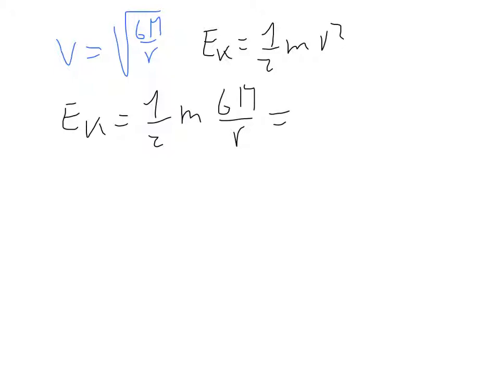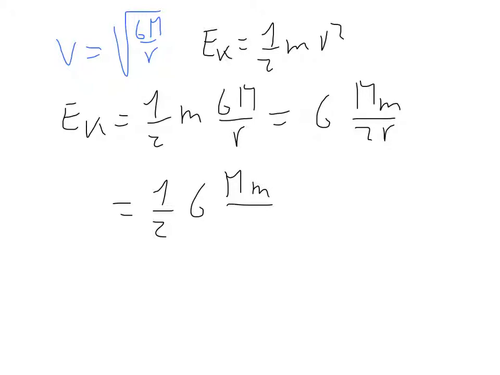And look how cool this looks. This is GMm over 2r. Does that look familiar? Well, actually, this is the same as saying 1/2 of GMm over r. And this thing here is nothing but minus the potential energy, right? So therefore, we have that the kinetic energy is minus 1/2 of the potential energy of the satellite. Isn't that wonderful? The things you discover.